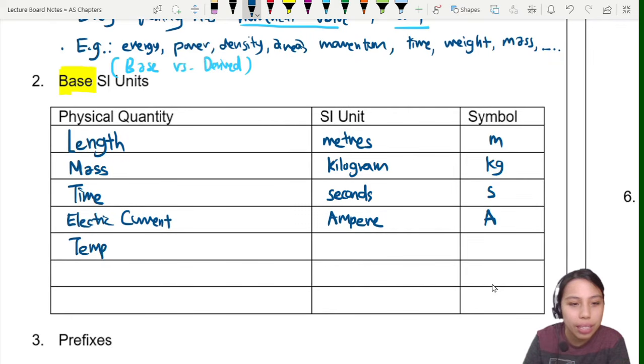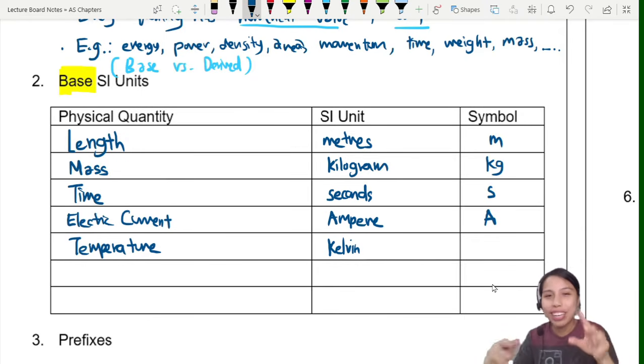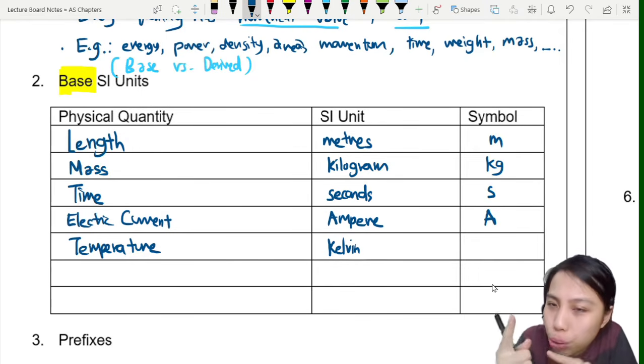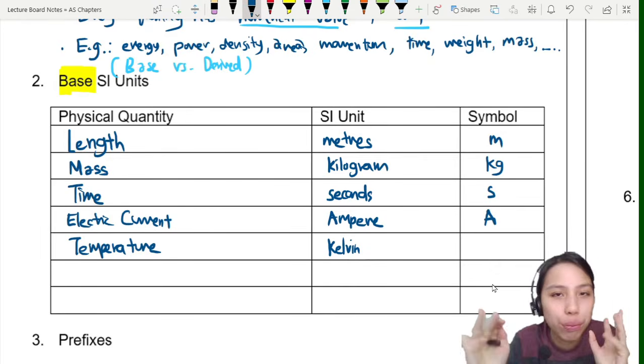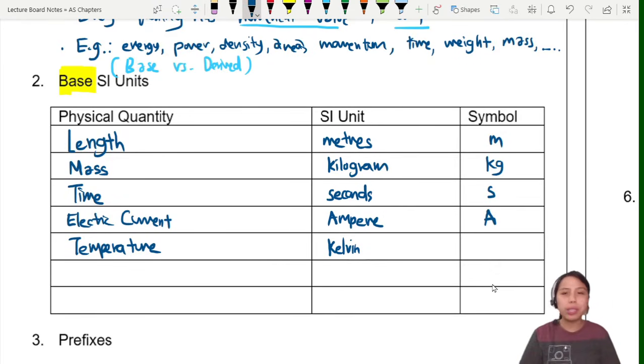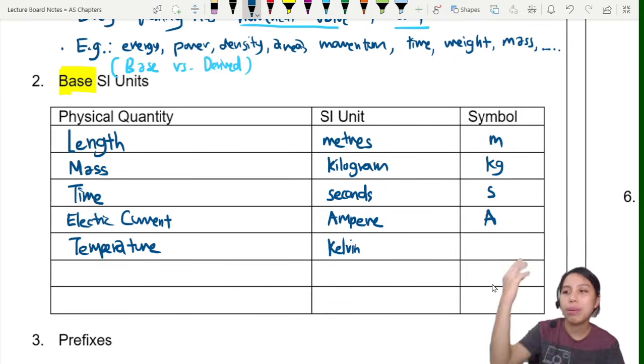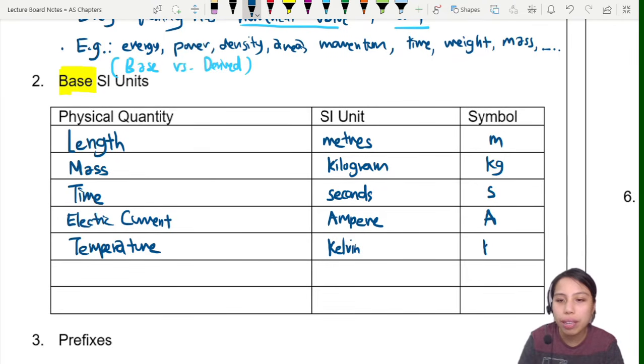Temperature. Another SI base unit. This is in Kelvin. Why is it called Kelvin? Such a fancy name for temperature. That's because once upon a time, there was this dude called Lord Kelvin, and he did some very good work in temperature. So they chose the unit to be named after him. Kelvin is a big K. There's Celsius and Fahrenheit and other kinds of temperature, but the base unit is Kelvin.